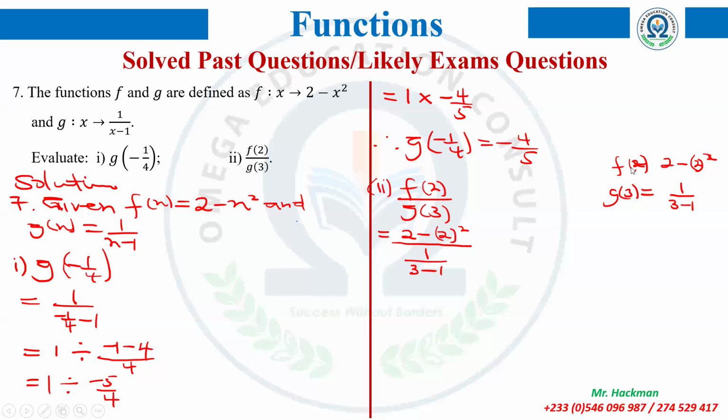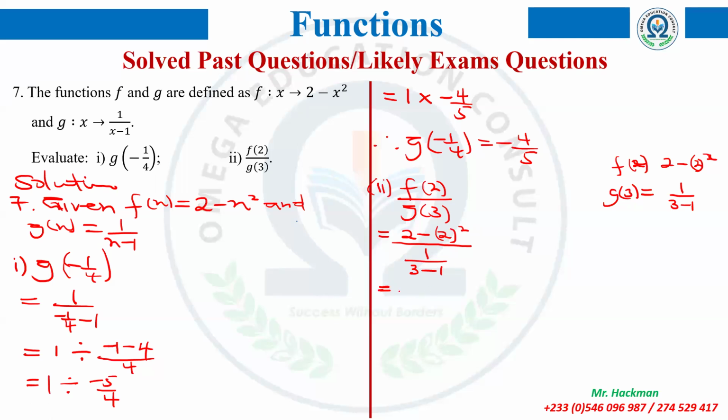Otherwise, you will come and write that f of 2 is equal to this, you simplify, and g of 3 is equal to that, you simplify. Then later you come and substitute. That can also be done. Maybe after this, I'll walk you through that. Only that one, you have to be a little careful, especially when you are going to carry out your substitution. So let's do this and see if you are on board now.